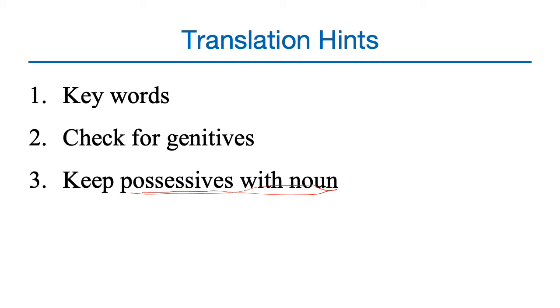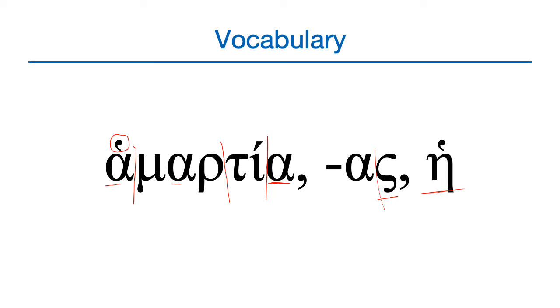Now let's say a little bit about vocabulary. This word is hamartia, sin. First it has a rough breathing, so ha, and it ends with alpha, meaning that it is feminine. And the sigma here shows its accusative plural form, I believe. But the key thing here is the he. The he is a definite article that says this is feminine.